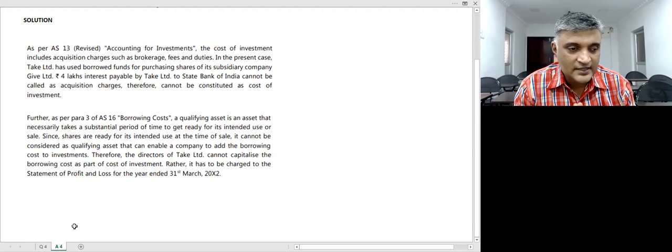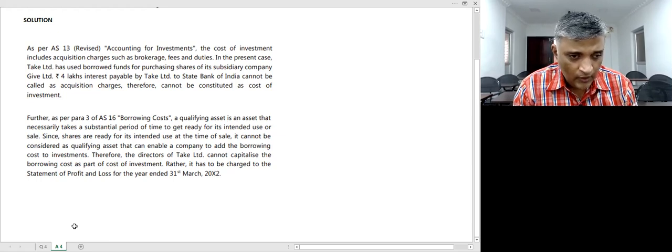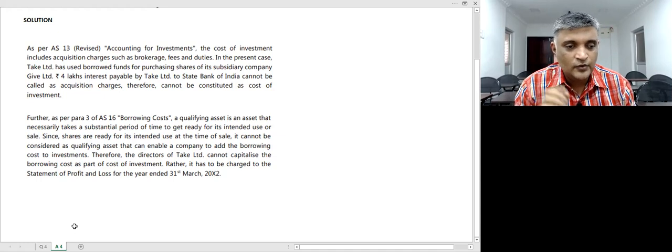Now, if we come across AS 16, we have the same conclusion, but an added evidence to that. Further, as per para 3 of AS 16, a qualifying asset is an asset that necessarily takes a substantial period of time to get ready for its intended use or sale. Since shares are ready for its intended use at the time of sale, it cannot be considered as a qualifying asset that can enable a company to add the borrowing cost to investments. Therefore, the directors of Take Limited cannot capitalize the borrowing cost as part of the cost of investment.